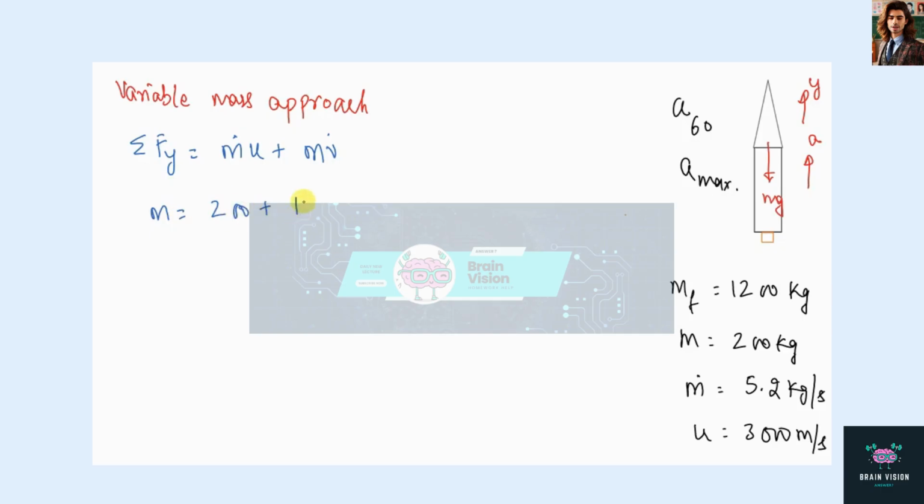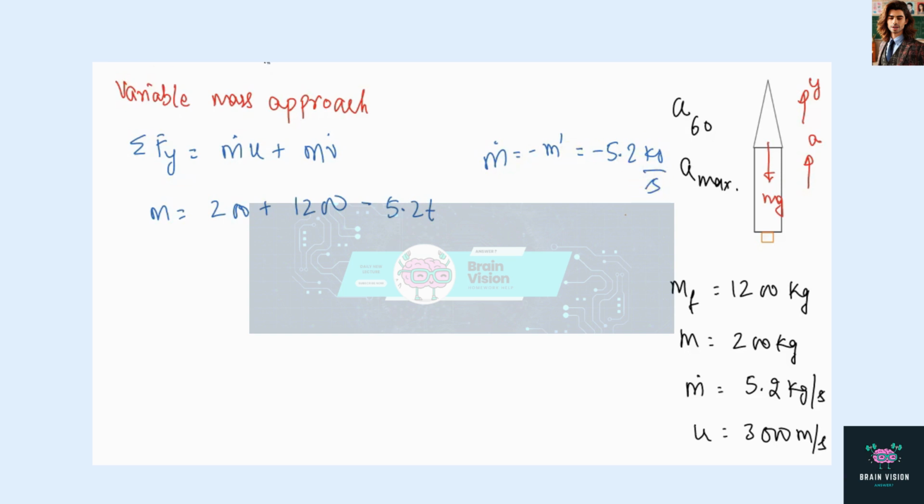So mass would be equal to 200 plus 1200 minus 5.2 t, since the mass is being reduced as the fuel is burned at this rate. So for any time t, this expression gives the total mass of the rocket. If you want to find the mass at t equals 60 seconds, we can plug t as 60 here. Now m dot will be equal to negative m dash, because fuel is being burned, so it is minus 5.2 kg per second.